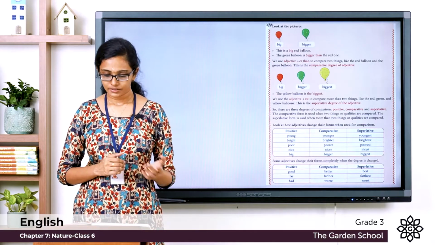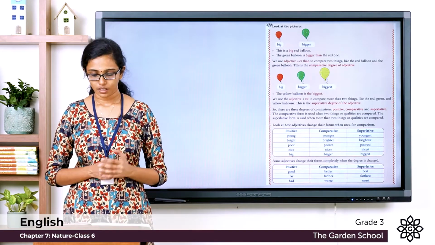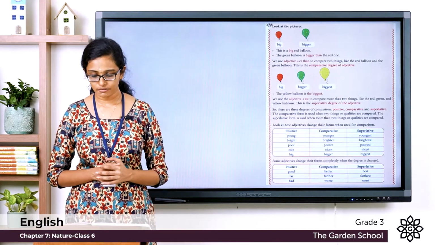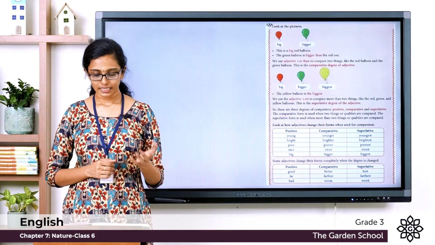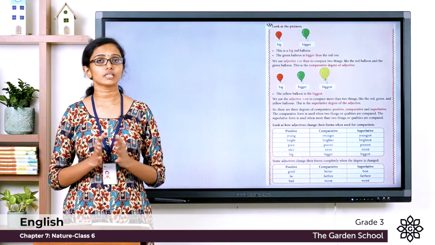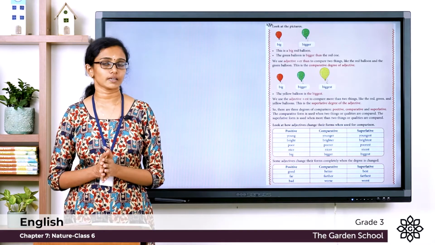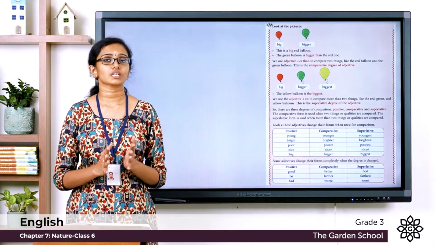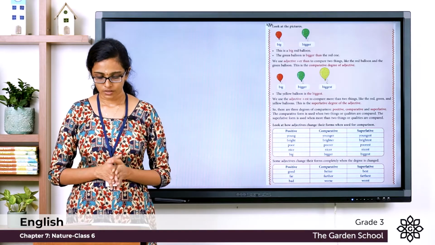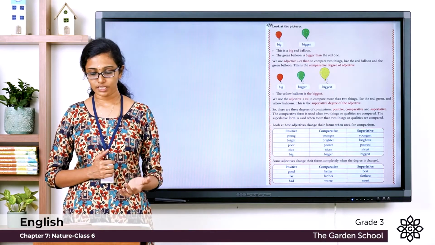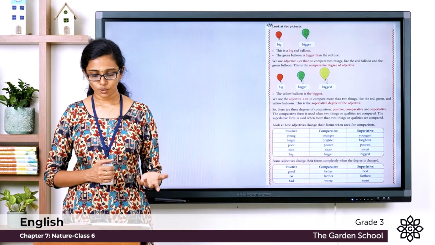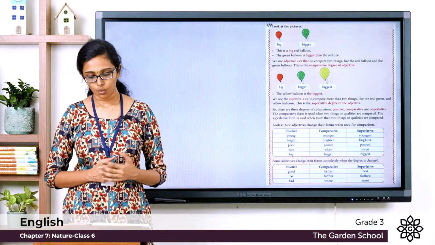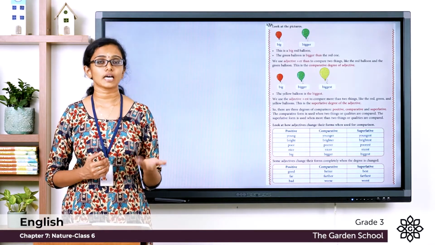So there are three degrees of comparison: positive, comparative and superlative. The comparative form is used when two things or two qualities are compared, and the superlative degree is used when three things or three qualities are compared. So the comparative form is used when two things or qualities are compared. The superlative form is used when more than two things or qualities are compared.